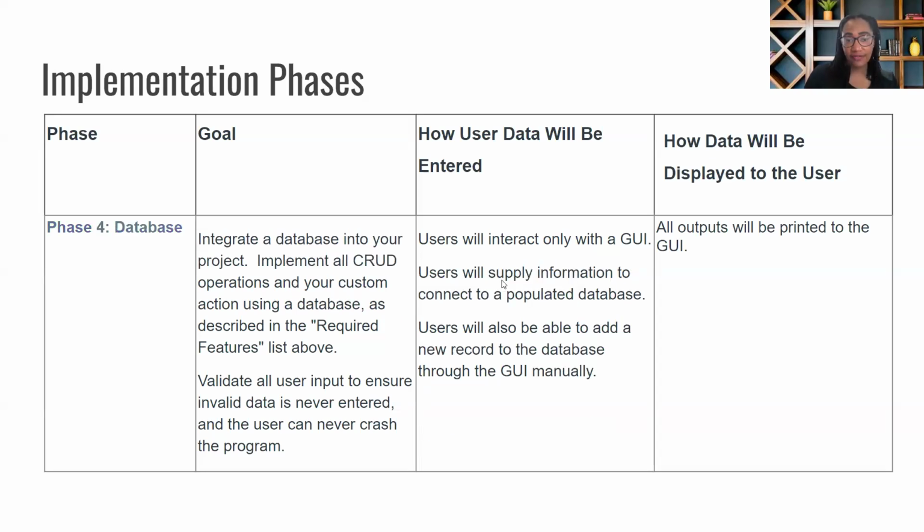And then the last phase is connecting your program to a database, specifically a relational database using SQLite or MySQL. At this point, your program should be able to read data from a database and then be able to actively update that database as the user uses your application.